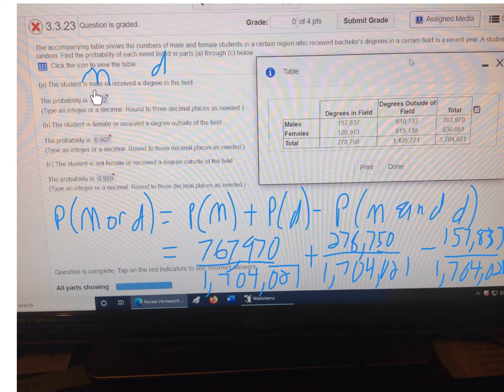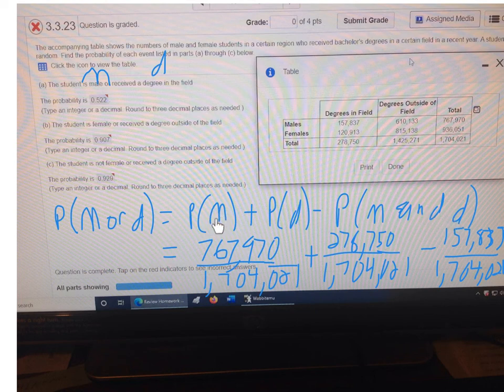The student is male or received a degree in the field. I just call student is male, I call that M. Received a degree in the field, I call that D. So I'm abbreviating that. P of M or D. This student is male or received a degree. What the formula is, that's P of M plus P of D minus P of M and D.